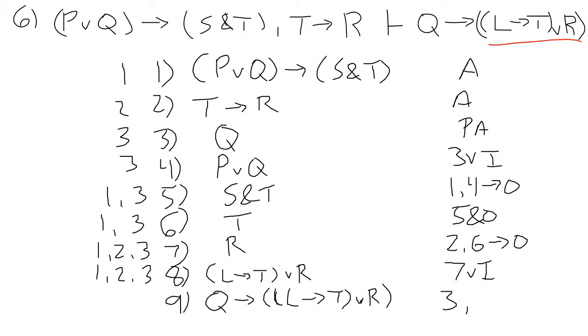So we got our PA at 3. We've got our consequent at 8. We're doing arrow in, so it's going to be 1, 2, and 3. 3 will drop out from us doing arrow in.